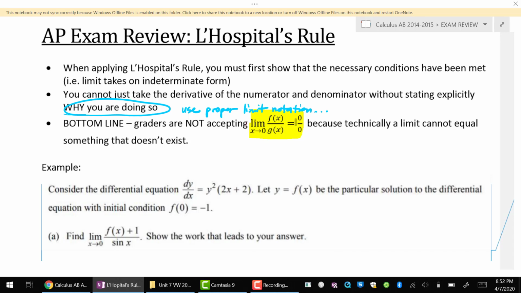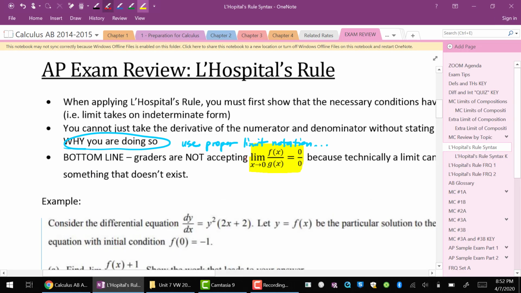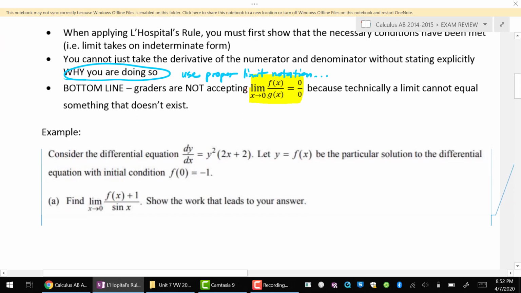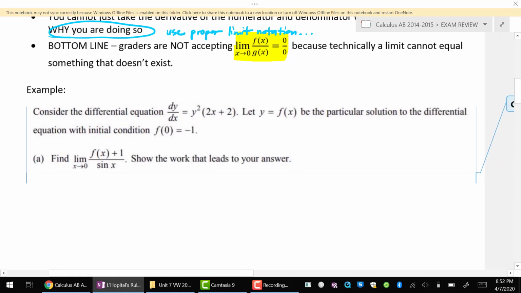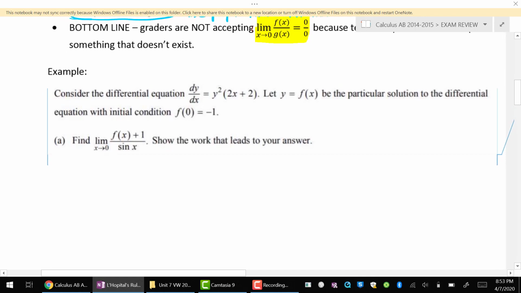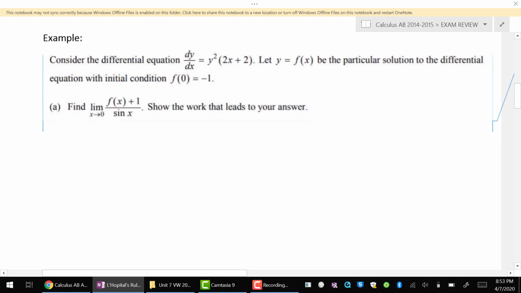So to that end, I have for you an example from an FRQ that I thought we could look at and make sense of what's required of students when they use L'Hopital's rule. You have a differential equation, dy/dx, and it says that y equals f of x is the particular solution to that differential equation with the initial condition f of 0 equals negative 1. The only problem I want to do is this first one that says find the limit as x approaches 0 of this expression, and then show work.